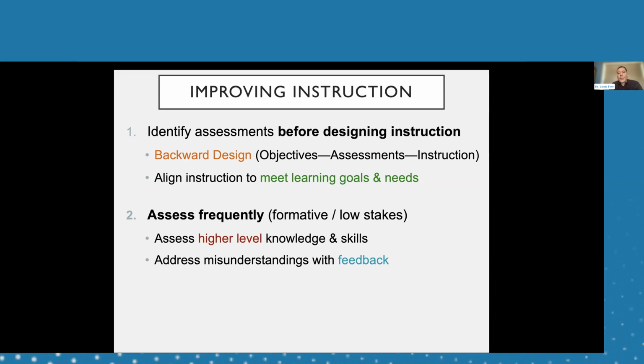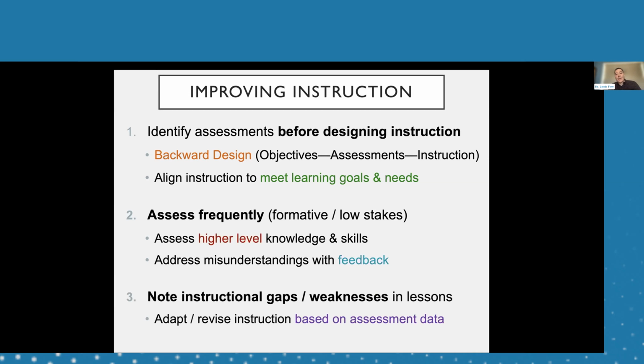So giving these low stakes, formative, in the class practice types of assessments gives students lots of opportunities. Challenge them with higher level knowledge and skills that you're teaching in the class, and then address misunderstandings with the feedback. And then finally, I look through all this data. I may adapt instruction based on the data that I see, especially if it's from a practice test.